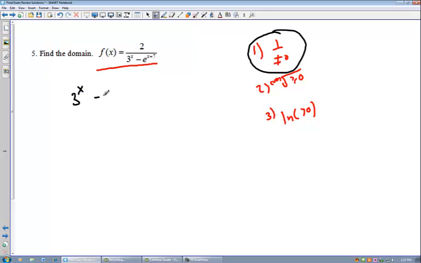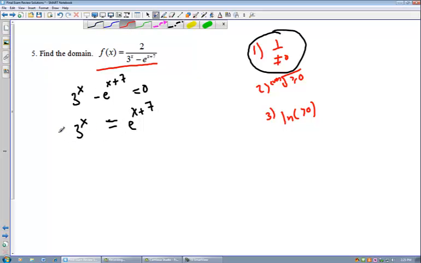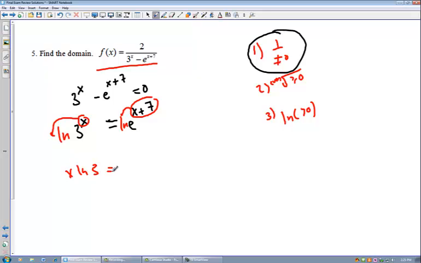So let's find out when the denominator is 0. So take the denominator, set it equal to 0, and try to solve for x. We're going to move over the e to the x plus 7. And I'm trying to solve for x, so I need to get those x out of the exponent. So hopefully you think, how do you get x out of the exponents? And you say, oh yeah, I ln both sides. And when you ln both sides, this can come down in front, and this thing can come down in front. So you're going to get x ln of 3 equal to x plus 7 all times ln of e. And ln of e is a nice number of 1.